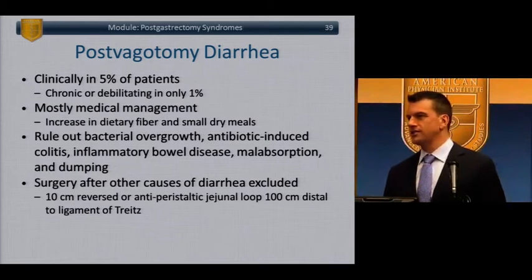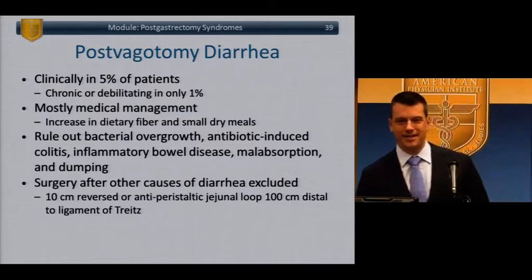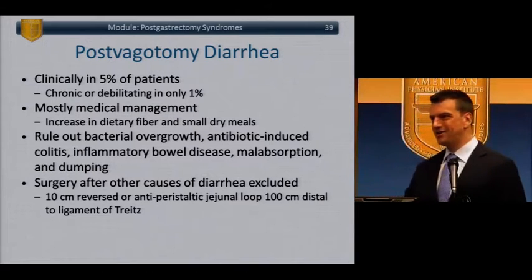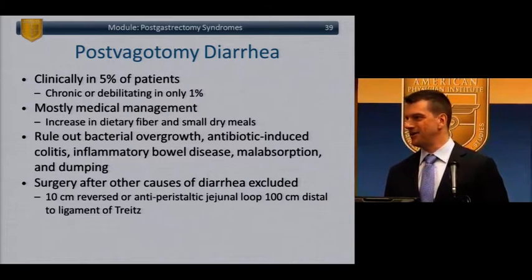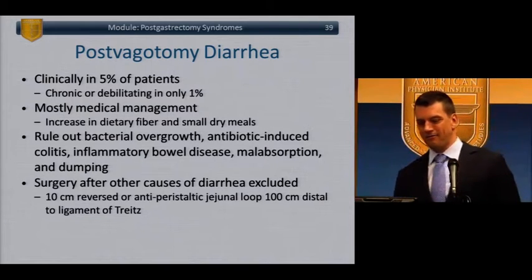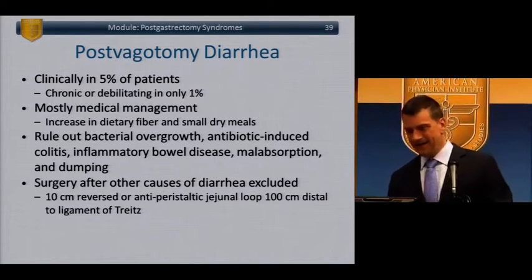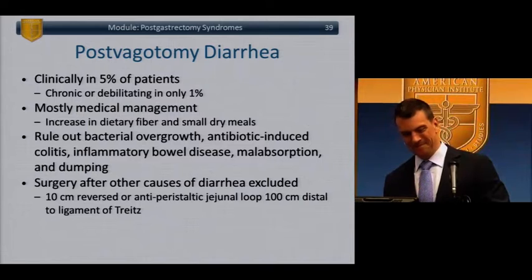After all other causes have been excluded, there is one surgical procedure. I don't know that I've ever seen it done, but you can take 100 centimeters from the ligament of Treitz, take a 10-centimeter segment of the small intestine, reverse it, and anastomose it to get a reverse peristalsis that may slow down some of the forward feeding. Again, that's probably much more of historical significance than anything that's going to show up come December.